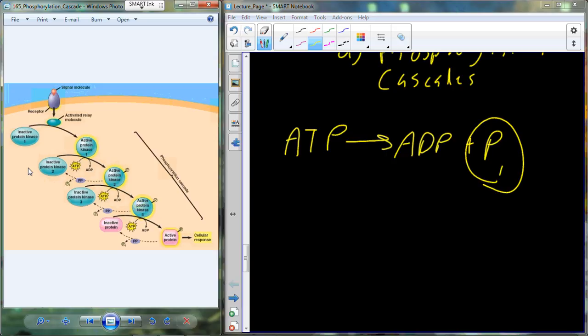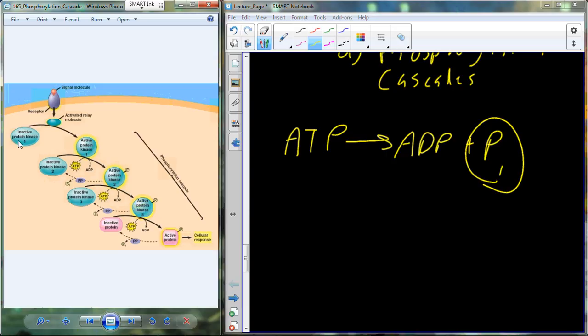Okay? So the signal molecule binds to the receptor and says, hey, it's time to turn on a phosphorylation cascade. And so the receptor is going to change its shape, changing its function, going from being standing still to walking, for example, why not? Where now it's going to activate a relay molecule. And that relay molecule is sort of like the switch that turns on the phosphorylation cascade.